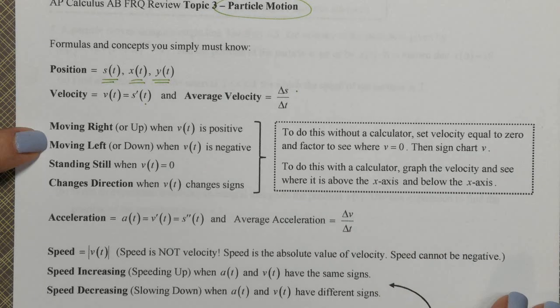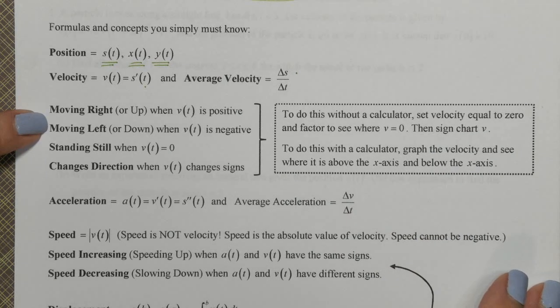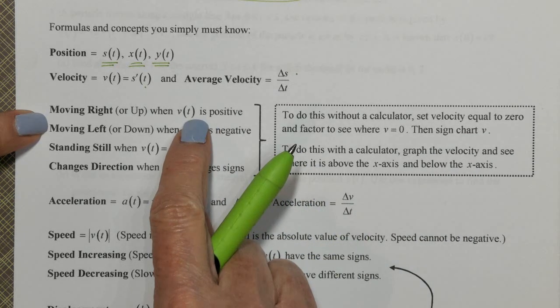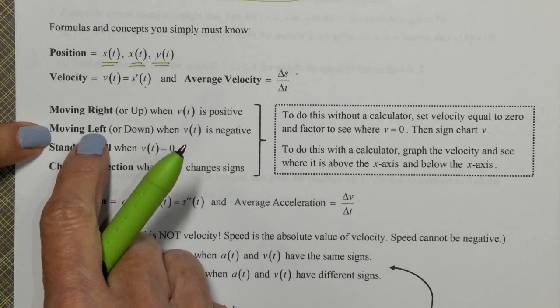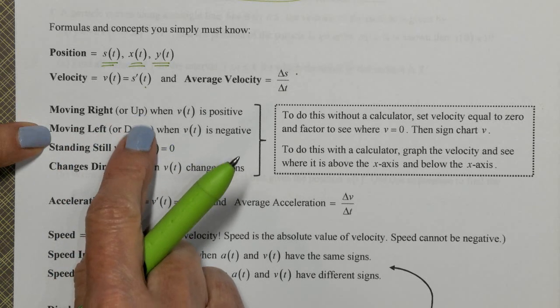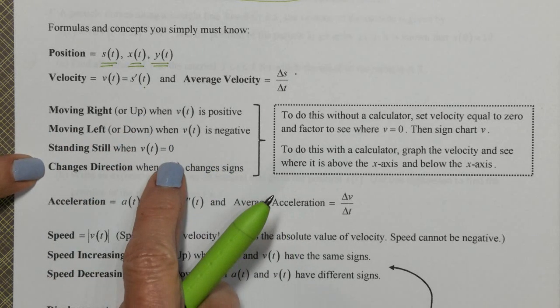All right. Particle is moving up when velocity is positive, moving to the left when v is negative. That's if you're going horizontally. If you're going vertically, it's going up or down. Standing still when velocity is 0.